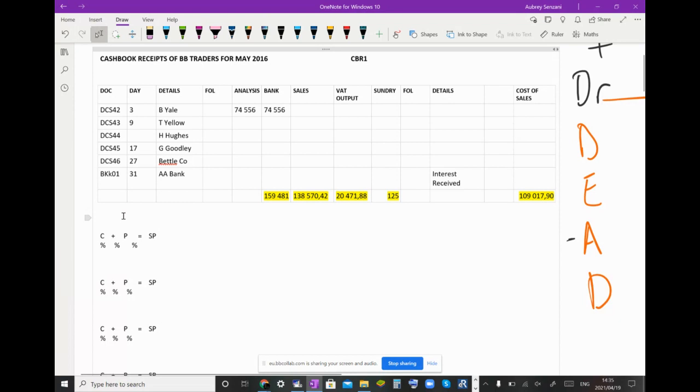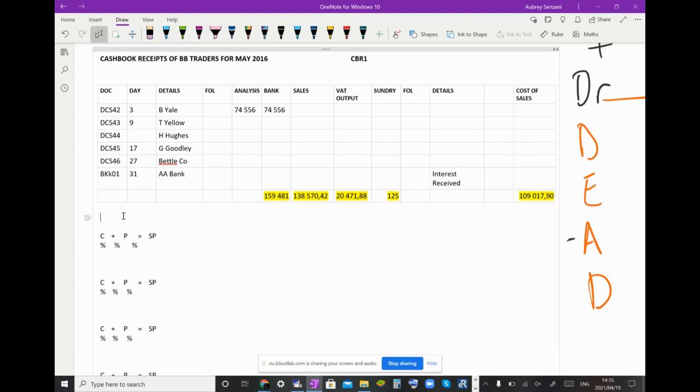Okay, so the amount there in the sales column needs to be the VAT exclusive amount. And how do we calculate that? If we know that the amount 74,000 is the VAT inclusive, how do we calculate the VAT exclusive? Okay, so 15 over... well, that would be calculating the VAT amount on a VAT exclusive.